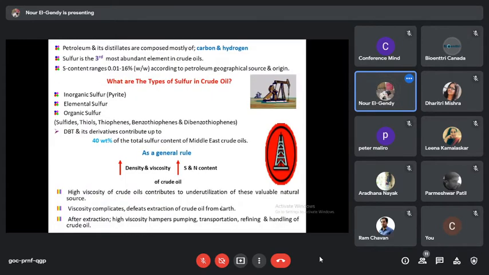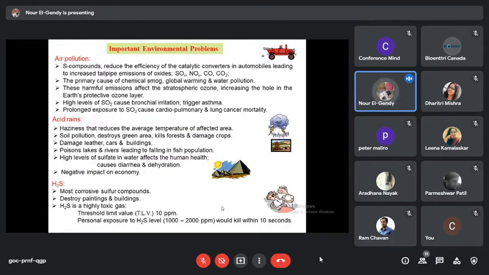The third most abundant element or compound found in crude oil is sulfur compounds, then come the nitrogen compounds. The heavier the crude oil, and the higher its viscosity and density, the higher its sulfur and nitrogen content. Mainly they cause air pollution, because the presence of sulfur and nitrogen compounds in transportation fuels decreases the efficiency of the catalytic converters in automobiles, leading to an increase in tailpipe emissions of oxides like SOx, NOx, and greenhouse gas emissions in general.